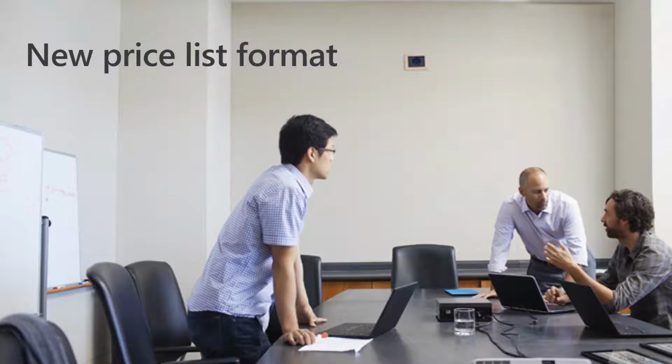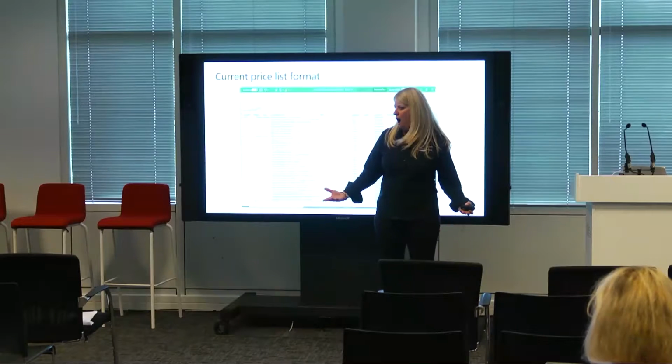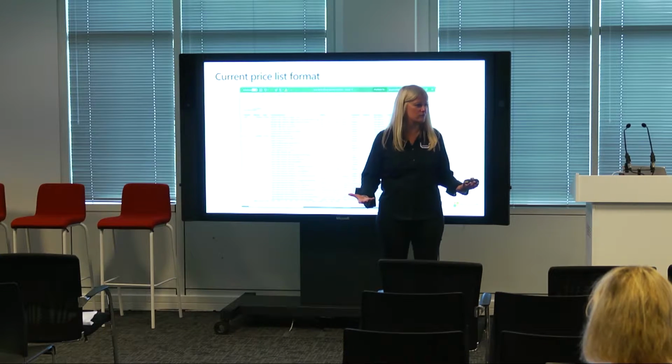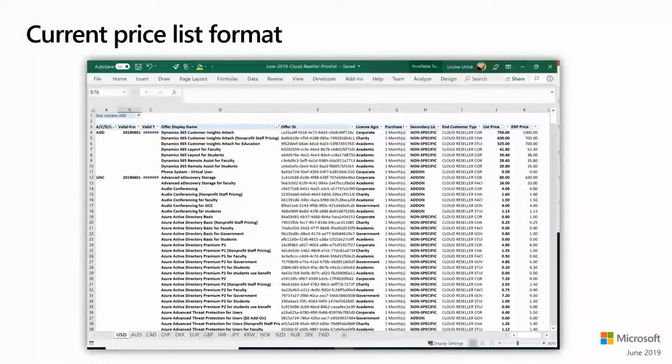Let's have a look at a new price list format. I don't know if you get involved with the price list on the Partner Centre, but just be aware, this is what the current price list format looks like. How useful is this? I have no words that have the word useful in it. The fact that it's a pivot table, for me, really big problem. I want to flipping well sort it and do my stuff on it.